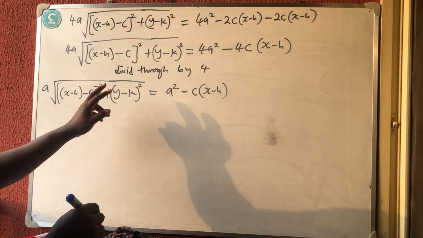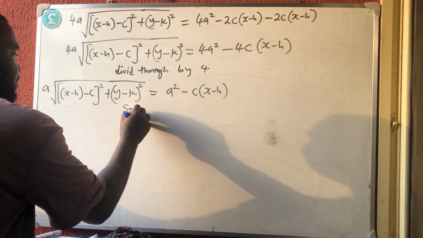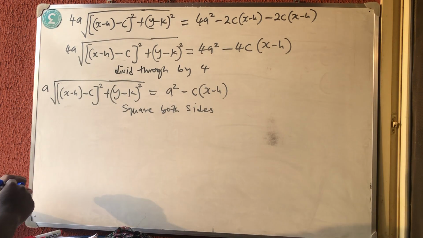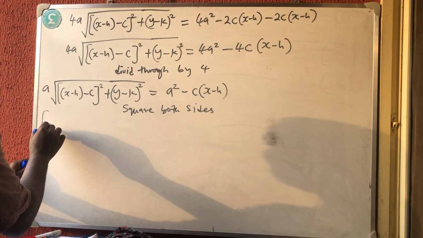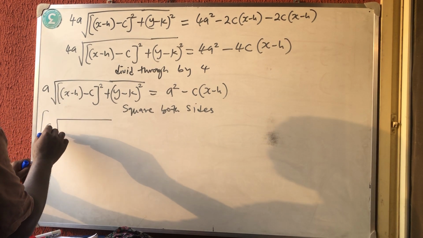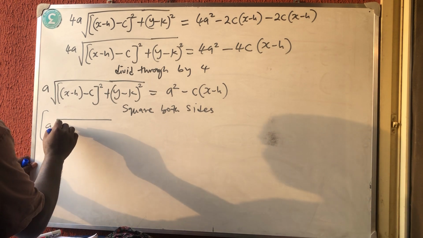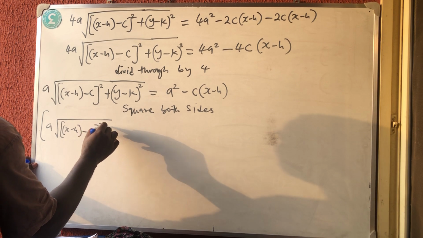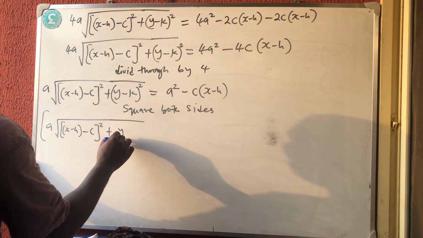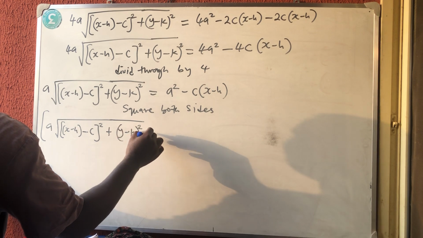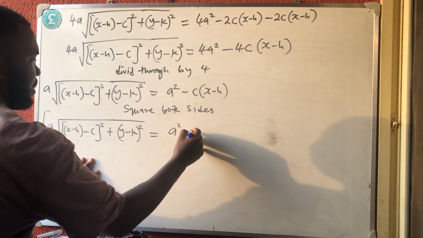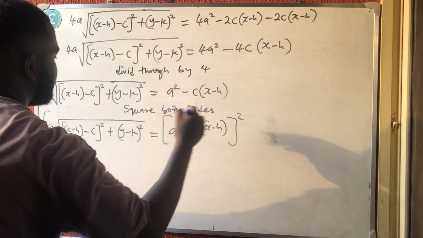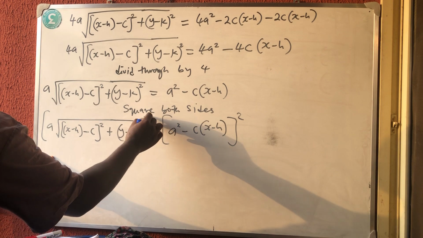Now let me square both sides again to remove this square root. If I square both sides again, I'm going to have this side now a squared times the square root of (x minus h minus c) all squared plus (y minus k) all squared, equal to what? A squared minus c bracket (x minus h) everything squared. So now let's do that, squaring both sides.